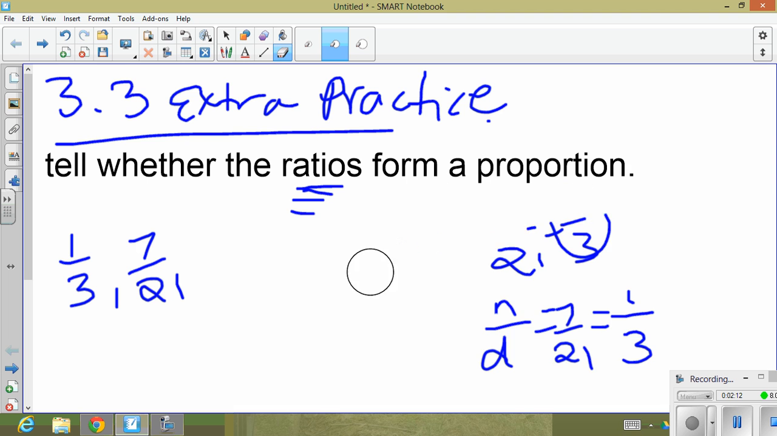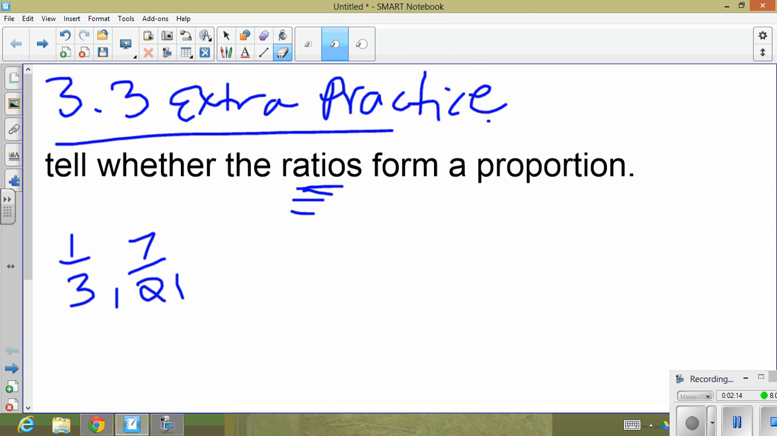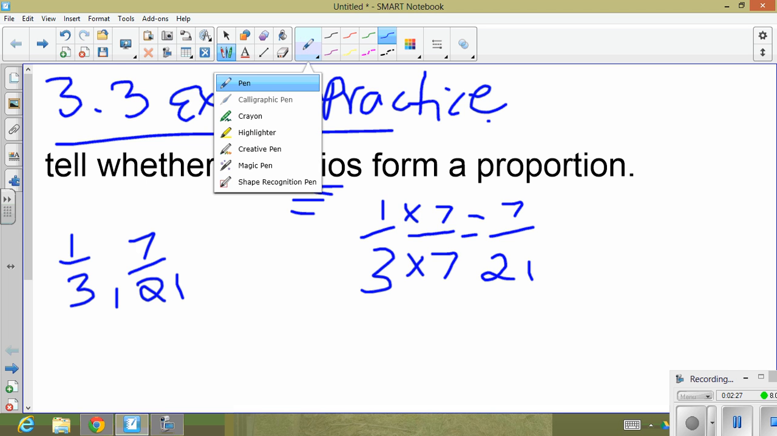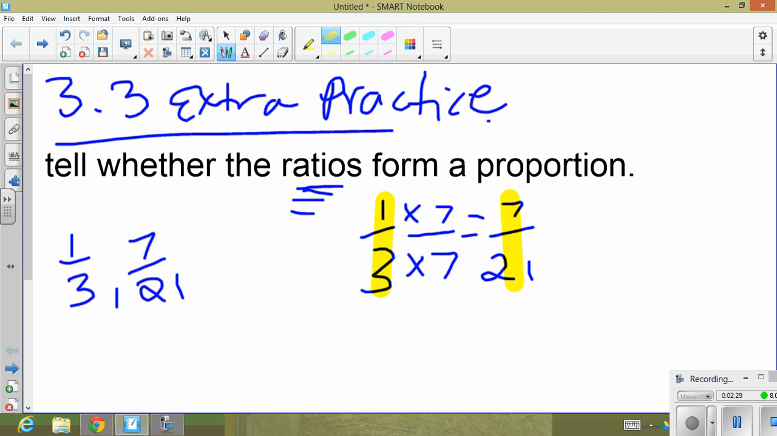A third way we can do the same exact problem is by multiplying the numerator and denominator of 1/3 by 7/7, and we get 7/21. And if you notice, these two ratios are equal to one another. Okay, so hopefully you're finding that to be helpful.